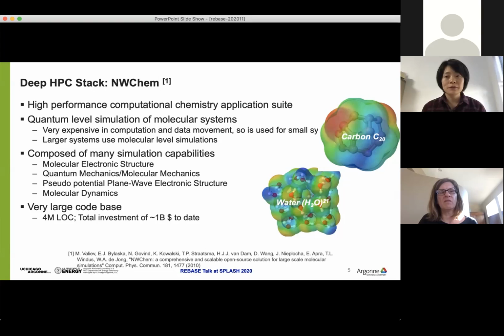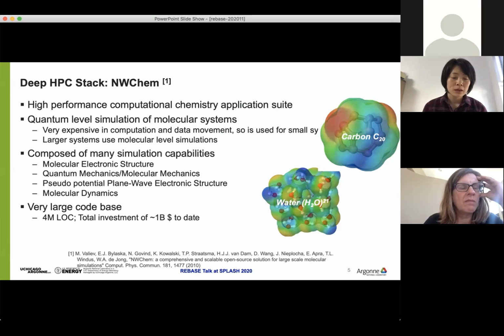All right. The first application is NWChem, which is a very widely used high-performance computational chemistry application. It's mainly designed for quantum-level simulation of molecular systems. It's so expensive in computation and in data movement across computing nodes that we are now using it mostly for small systems. As we go to the next generation of supercomputers like exascale and post-exascale, of course, we expect that we can use those highly precise quantum-level simulations for large systems too, but that will be in the future.